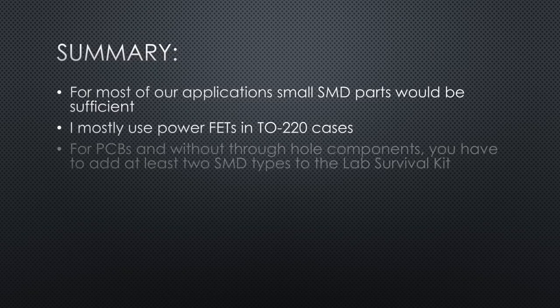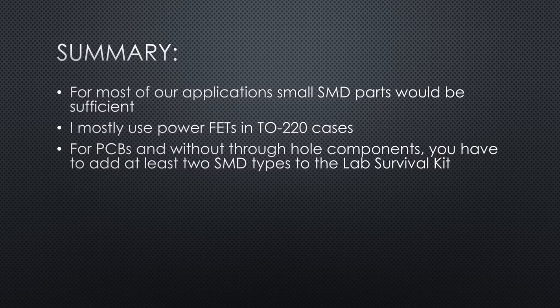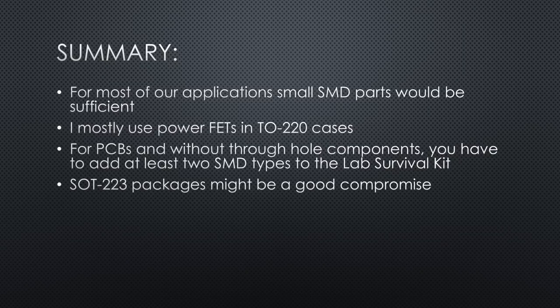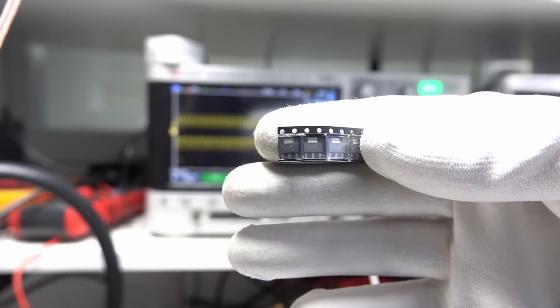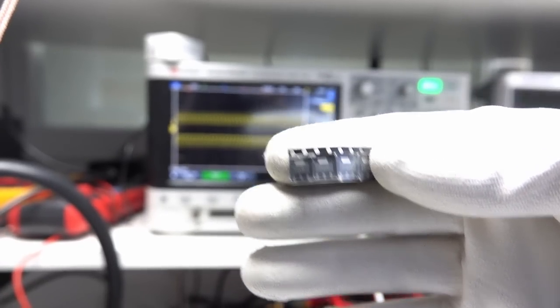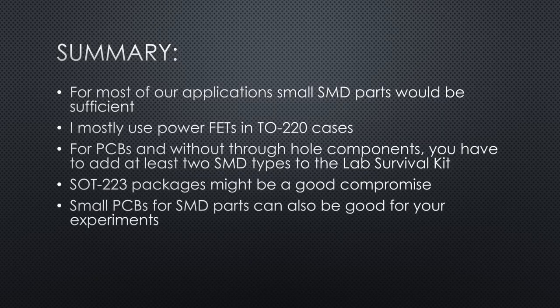If you create PCBs and do not like through-hole components anymore, you definitely have to add at least two SMD types. If you go for SOT223 packages, you might get away with only SMD parts, because you can easily solder wires to them. Or you decide on these small PCBs and use those for your experiments. Then you can also avoid TO220 cases.